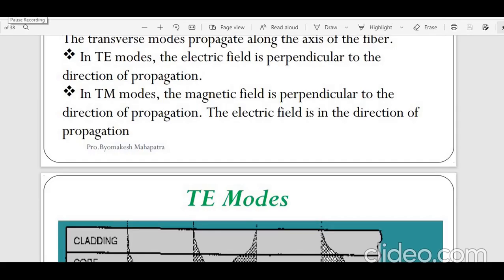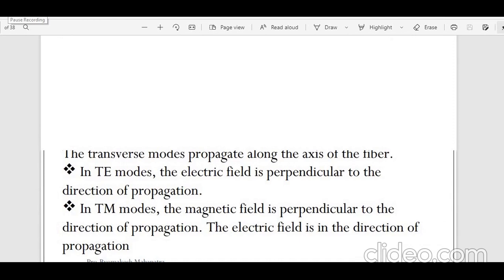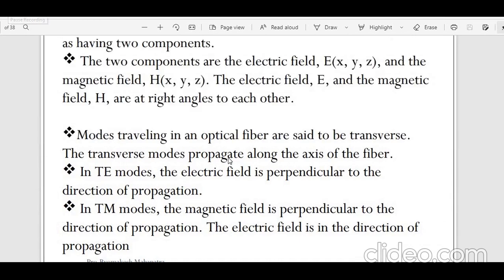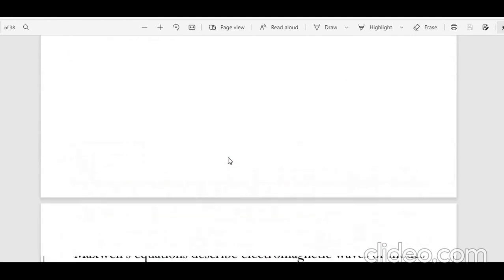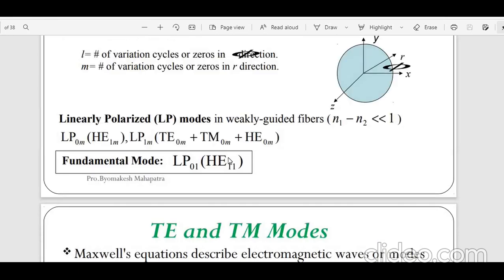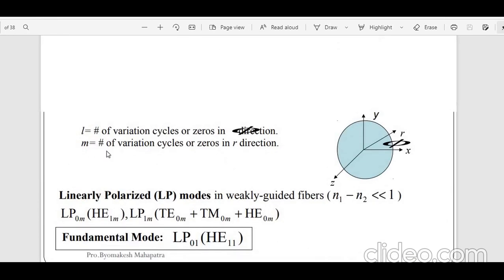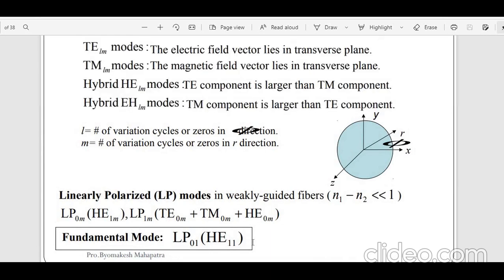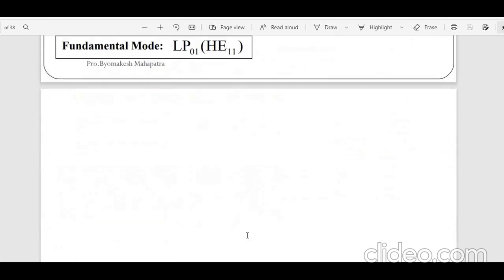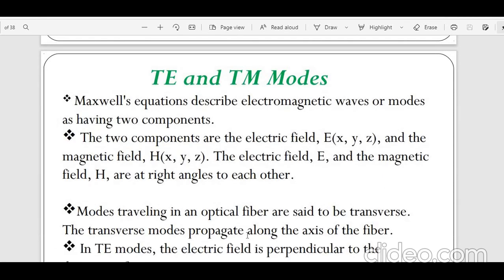So students, we are continuing our discussion. What are we learning here? We are learning about the TE mode and TM mode. Basically, what is this mode all about and how does the mode work. We have seen this, right? The fundamental mode is given by this formula, LP01, HE11. This is called the fundamental mode to operate our optical fiber. Clear? Next we are going to learn in more detail about TE modes and TM modes.